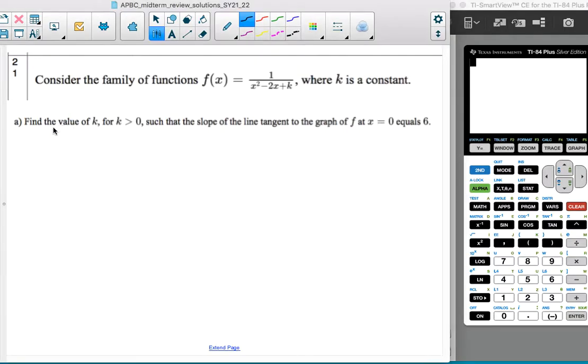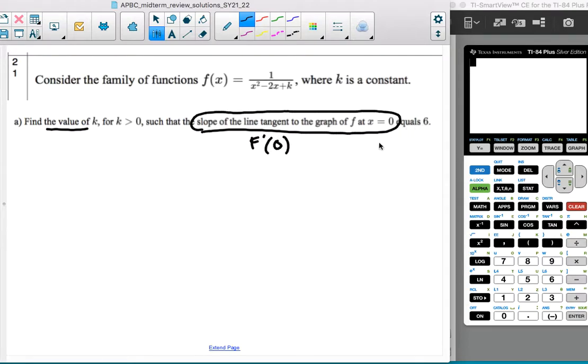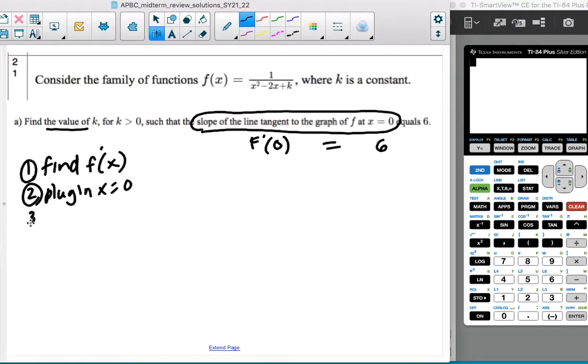Find the value of k, so we need to find a k, for k greater than 0 such that the slope of the tangent line at 0, which I'm hoping we all translate into f prime of 0, equals 6. Cool. So essentially what this is telling me is I need to find f prime. I need to plug in x is 0, set f prime of 0 equal to 6, and solve for k. And that's pretty much it. That's what I have to do.